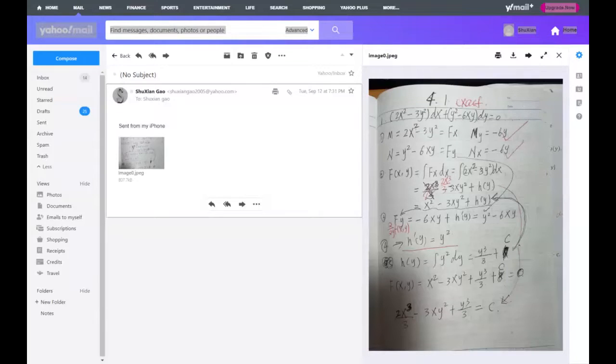Yaprak already did, unless you have different solutions. Mine was the mistake she made, which we corrected in class. It was with the same steps. I got x to the 4th over 4 plus y cubed over 3 plus y ln x. It's the same as hers, right? Yeah.